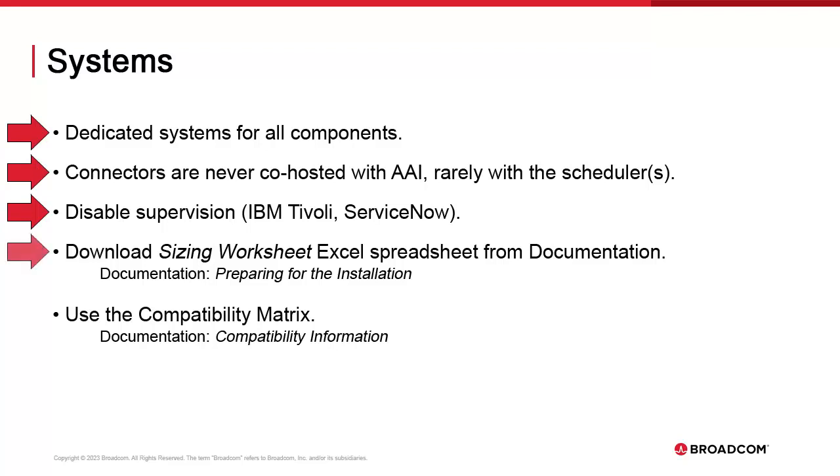You should definitely download and consult the sizing worksheet from our documentation. This Excel document served as the basis for this module. You'll be able to enter anticipated job volumes and determine the best approach for defining system specs. Simply search for the topic, preparing for the installation. You should also follow the compatibility matrix, which is accessible in the documentation. Look for the topic compatibility information. Some items like supported databases are self-evident. Others, like Linux distributions, less so. It is vital that administrators follow these recommendations for production systems.